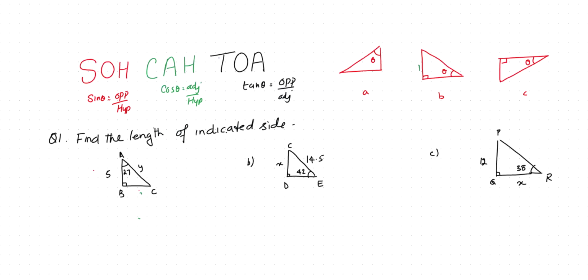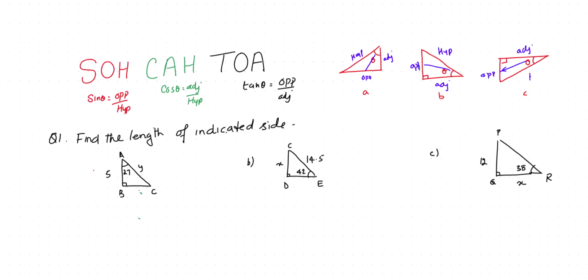Okay, now we'll practice. For this reference angle theta, what is this side called? Opposite. And this is called the adjacent side. And the longest side is the hypotenuse. If this is the reference angle, what is this side? Opposite. This is adjacent. And this is the hypotenuse. Similarly, for this reference angle, this will be opposite, this is adjacent, and this is hypotenuse.